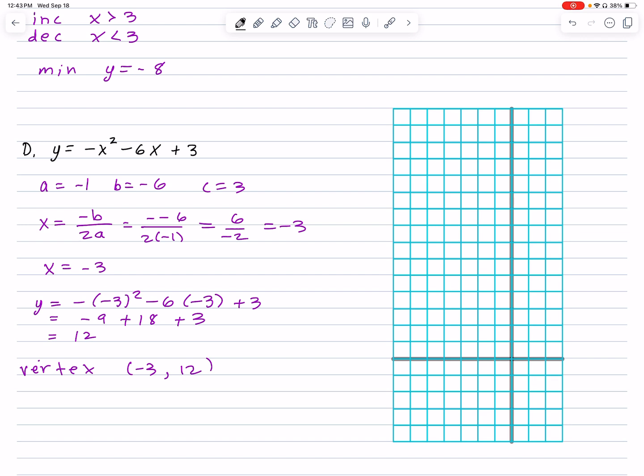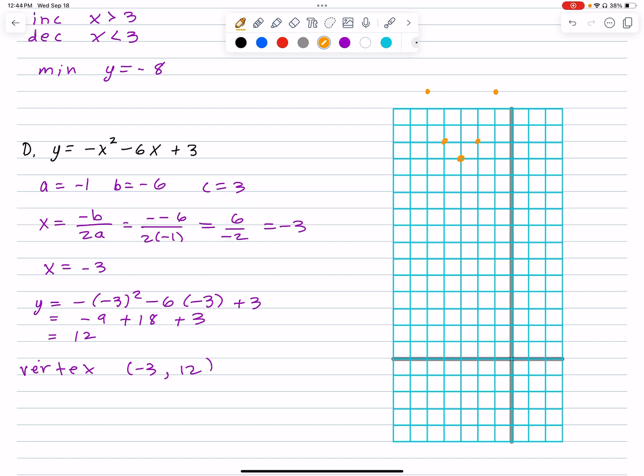So we got the point -3, 12. 1, 2, 3. 1, 2, 3, 4, 5, 6, 7, 8, 9, 10, 11, 12. Okay. Whoops, let's do that in orange. 3, 1, 2, 3, 4, 5, 6, 7, 8, 9, 10, 11, 12. Okay. So I'm going to plot my graph really quickly. Notice I'm a little bit off. I need to have another point that's kind of here and here.